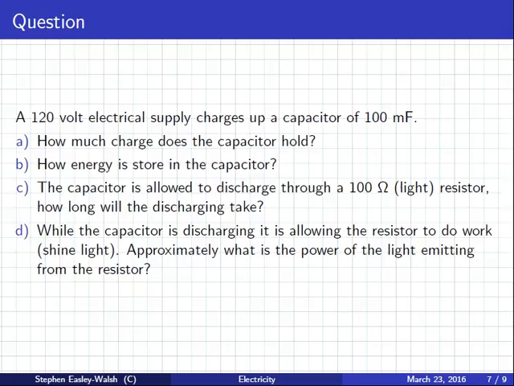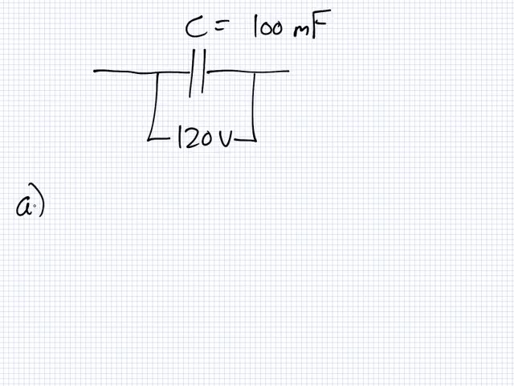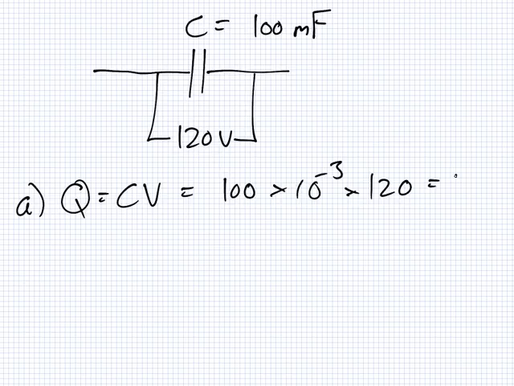Right, can we do this one now? Iyad, which part are you on? 3C. Right, let's have a look at it. What's the voltage here? 120 volts. And the capacitance? 100 millifarads. And what do I ask you for first? The charge. So you have Q equals CV equals 100 times 10 to the minus 3 times 120, which is 12 coulombs. Is that right?